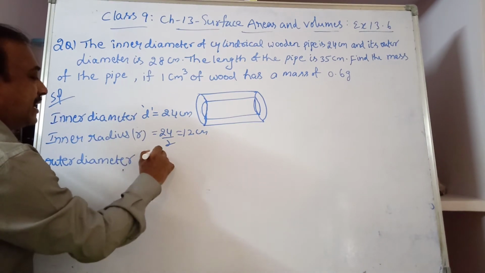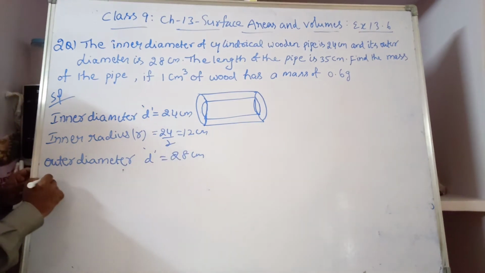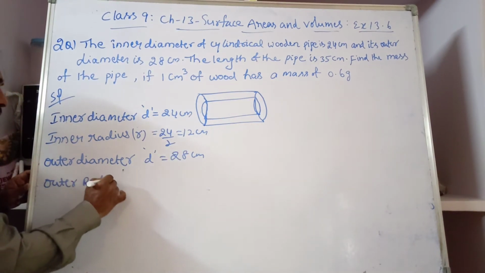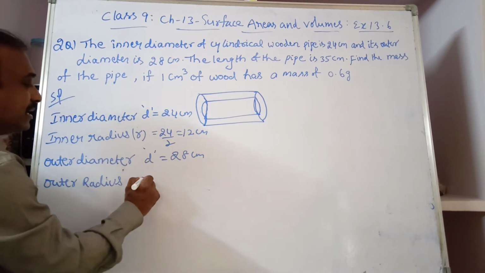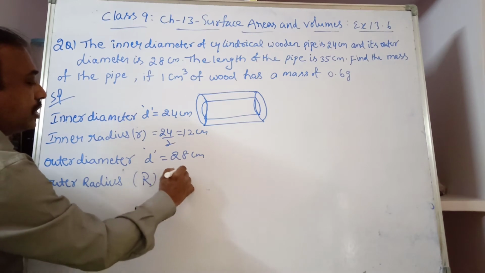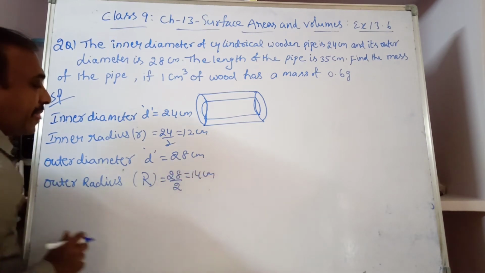Next, outer diameter. Outer diameter D is equal to 28 centimeter. Now we are using the outer radius. To find the outer radius, we use capital R. Capital R is equal to 28 by 2, which is equal to 14 centimeters.